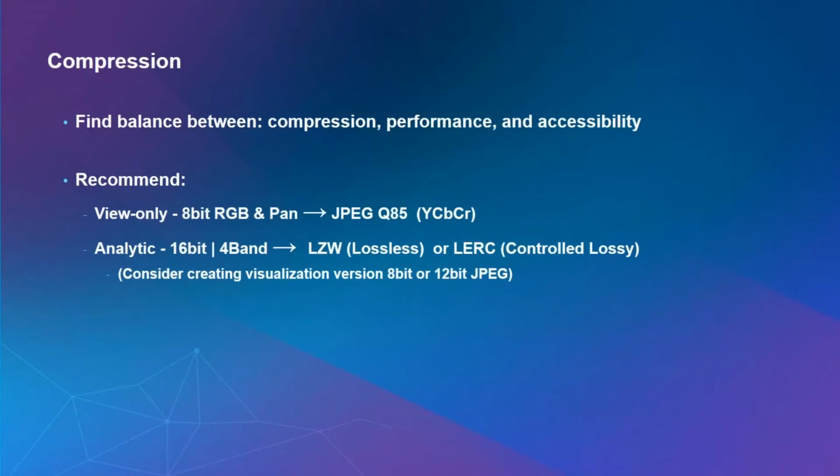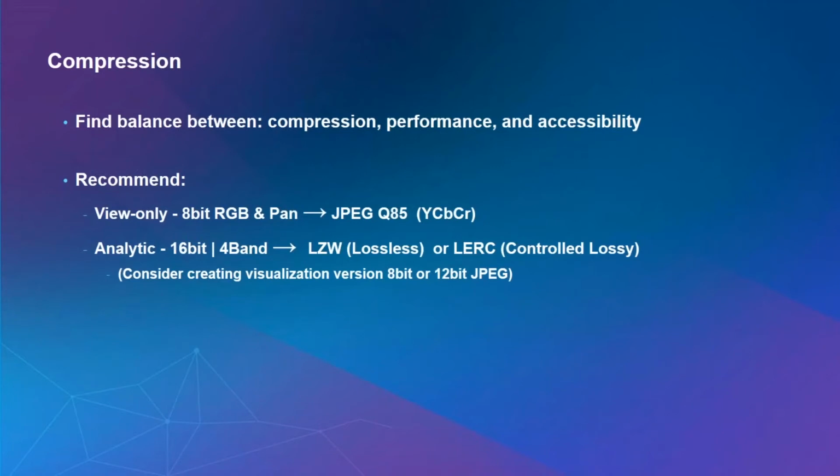So in compression, you really have to try and find a balance between how much you actually compress the data, the performance increase or decrease, and the accessibility to the data. So what I typically recommend is for the data that's view only, in other words, you're just going to view the imagery, convert it to, typically, 8-bit RGB or panchromatic imagery. What I would typically use as a compression is JPEG with Q85. The format is something typically like TIFF or MRF, but the actual compression method used is JPEG. There's a flavor of JPEG called YCrCb, which is actually more optimum.